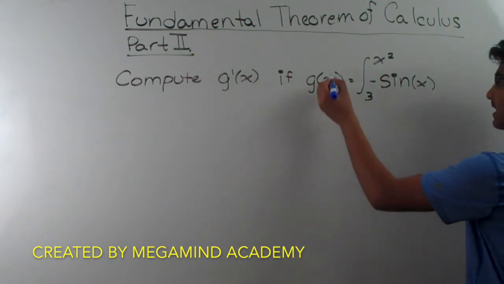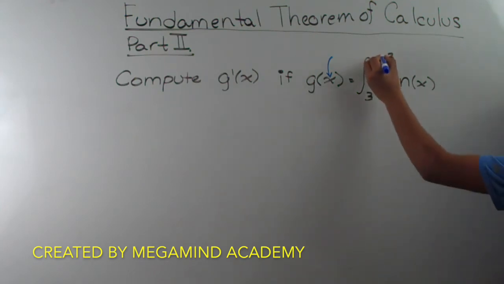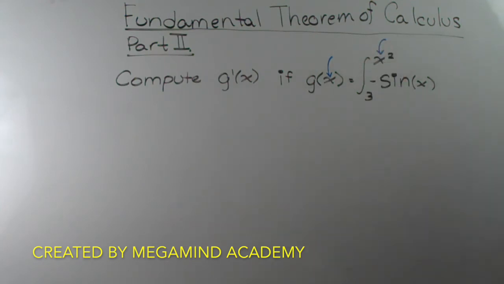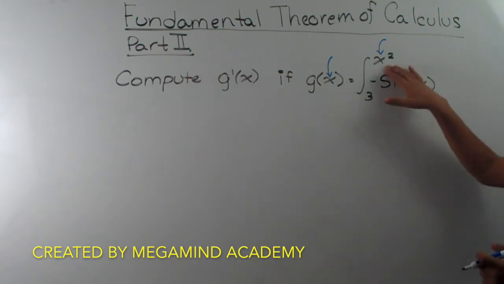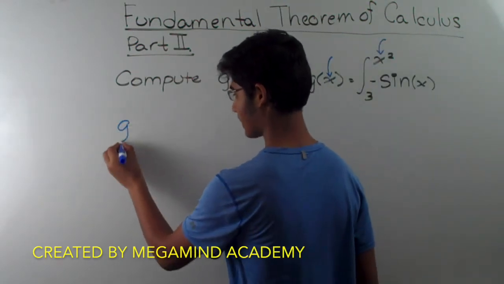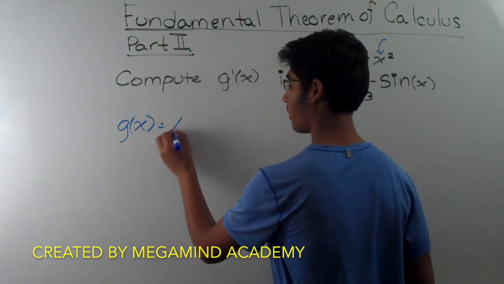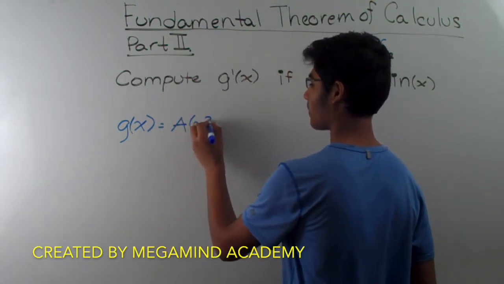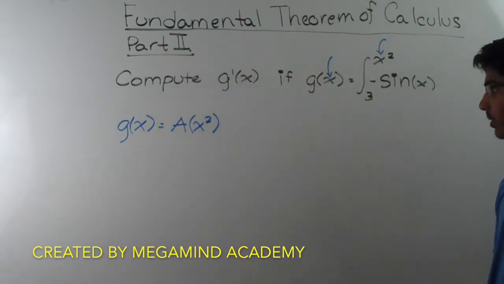What you see is that we have g of x here, but the upper limit of integration is x squared. So that means that you can't use the fundamental theorem of calculus part 2 to say that g prime of x is equal to negative sine of x, because your upper limit of integration is x squared. So what do we do? Well, we set g of x equal to some random function a of x squared.